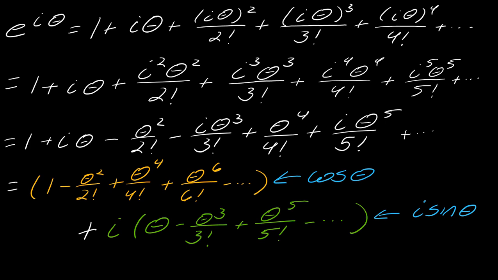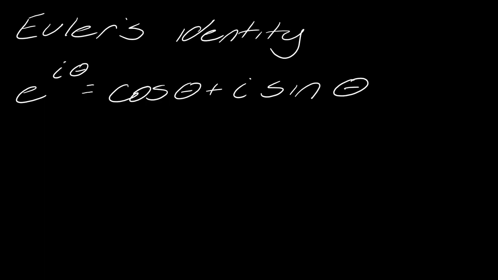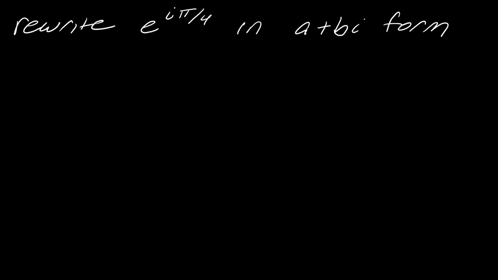So what does this actually mean then? What we have shown is that e to the i theta can be rewritten as cosine theta plus i sine theta. And this is what's known as Euler's identity. This is also kind of cool because, surprisingly, you can simplify a lot of powers of e to the i whatever. For instance, I could ask you to rewrite e to the i pi over 4 in, say, a plus bi form, which would be a complex number. What I can do is just apply Euler's identity.